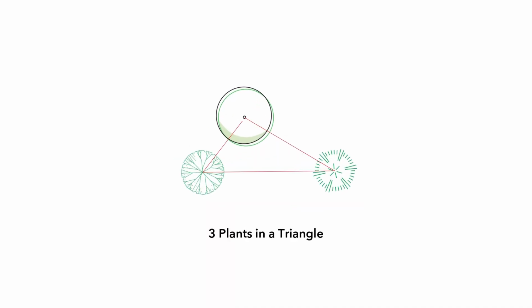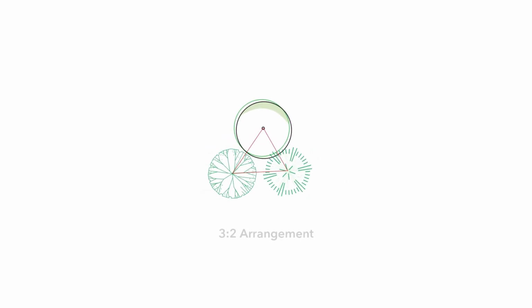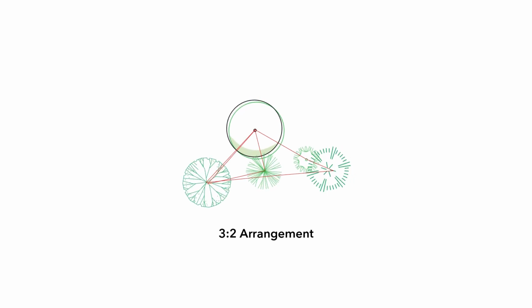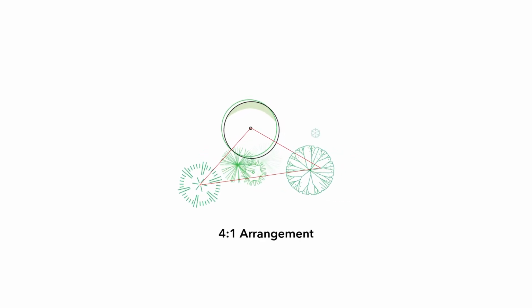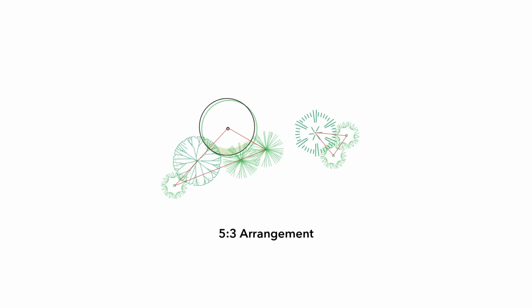3 plants in a triangle, a simple yet dynamic grouping. 3-2 arrangement, combining 3 larger plants with 2 smaller ones for a balanced look. 4-1 or 5-3 arrangement, using larger groupings to create focal points and layers.